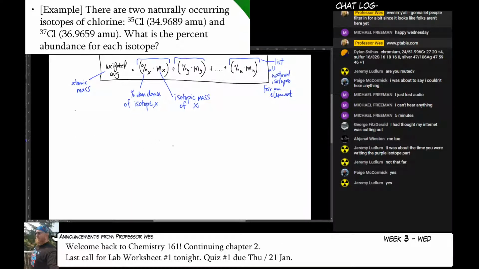It didn't work. Why isn't my pen working? Select all. Oh, because I have this teeny tiny area selected. That's why.